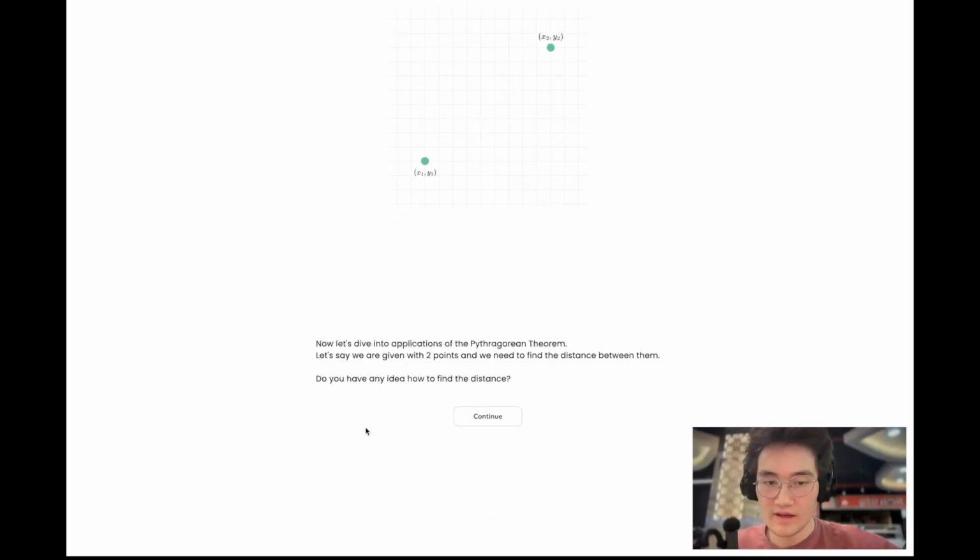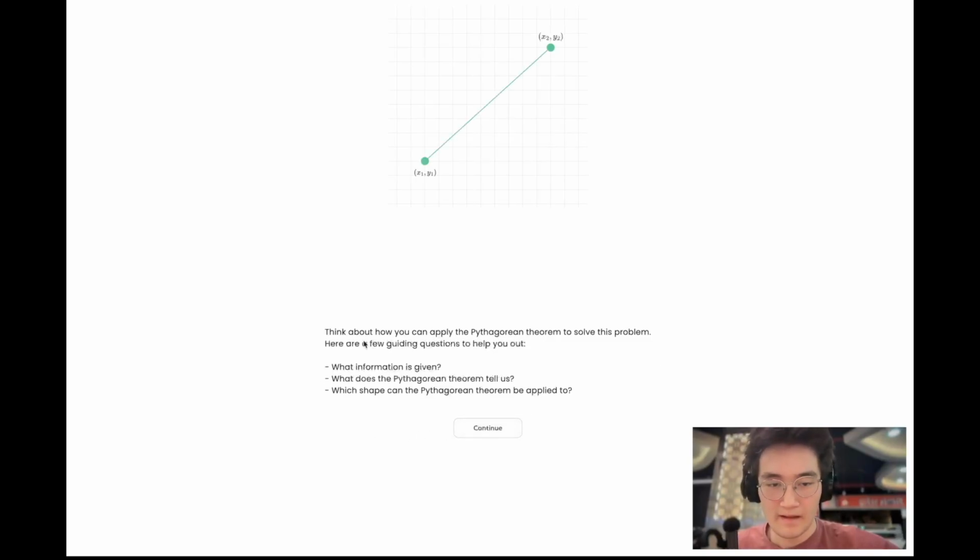Okay, now let's dive into the application of the Pythagorean theorem. Let's say we're given two points and we need to find the distance between them. Do you have any idea how to find the distance? Yeah, sure I have. Think about how you can apply the Pythagorean theorem to solve this problem. Here are a few guiding questions to help you out. What information is given? What does the Pythagorean theorem tell us? Which shape can the Pythagorean theorem be applied to?